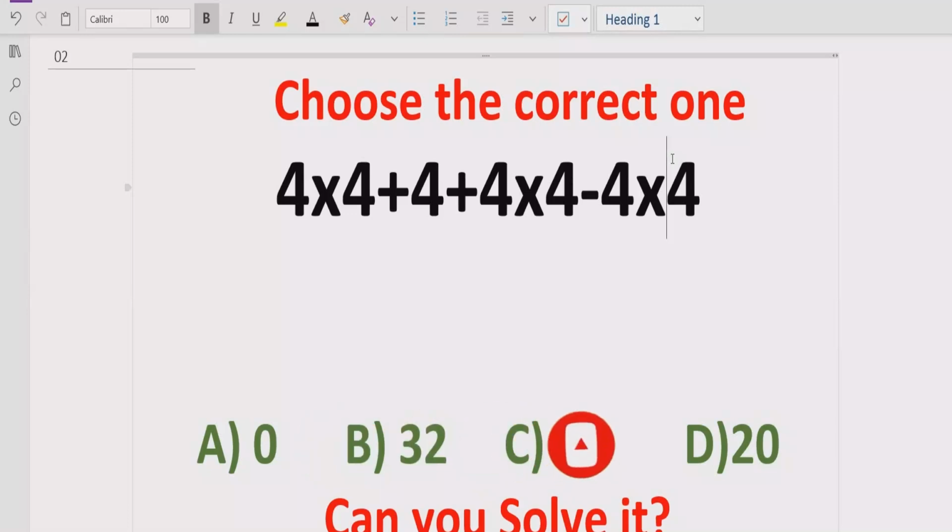So here we will follow the PEMDAS and BODMAS rule to solve the given expression. And if you see the answer list, we have 4 answers. A is 0, B is 32, C is 48, and D is 20. So let's see after solving it, which answer is correct.